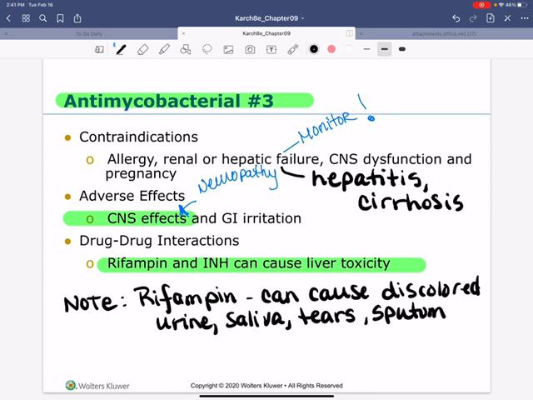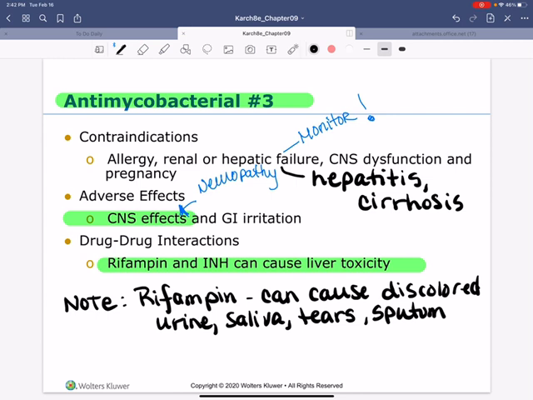You can also have central nervous system effects, neuropathy, like tingling in the hands and feet. We usually give B vitamins, and it's usually a lack of B6 in particular. The B vitamins work with nerves, so if you have a lack of that in your system, those are the symptoms you're going to get. Rifampin and INH can cause liver toxicity. And also rifampin, think rifampin red. It can cause discolored urine, saliva, tears, and sputum.